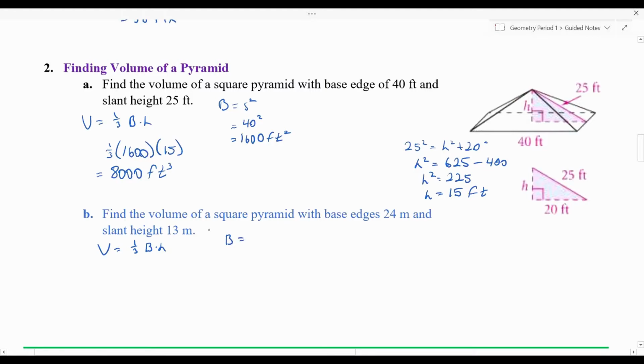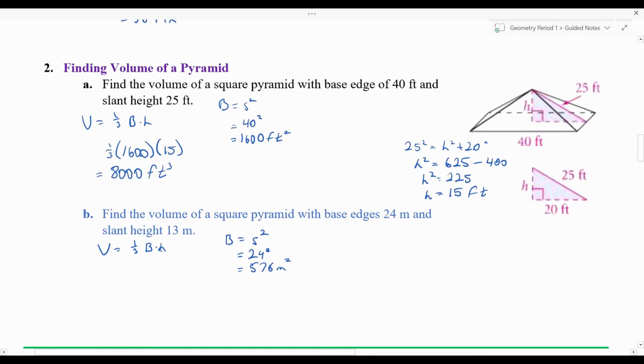So we're dealing with a square pyramid. That means that the base is a square. So the area of a square is s squared. So the edges are 24, so it's 24 squared. And 24 squared is 576. 576 area is in meters squared. Okay. Now we don't have the height.